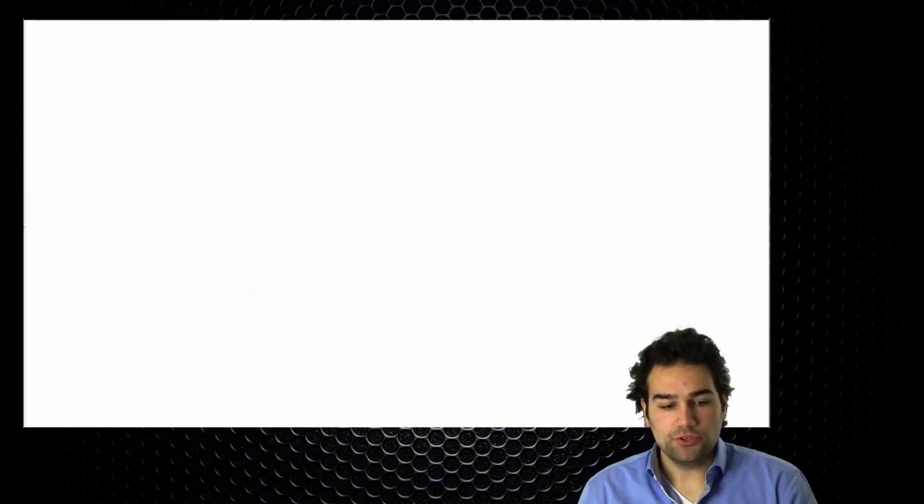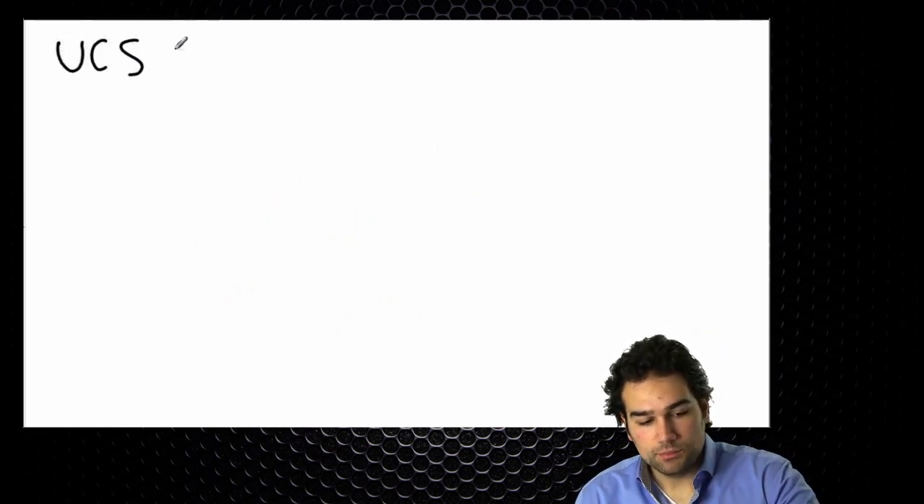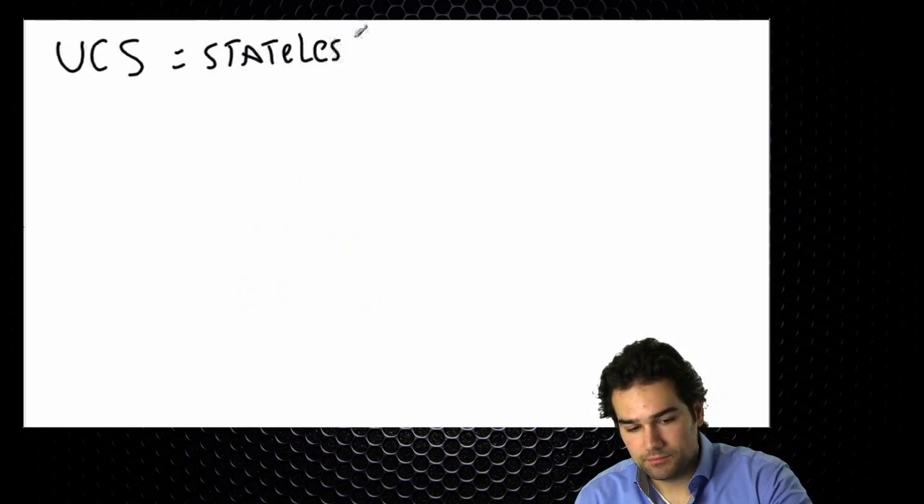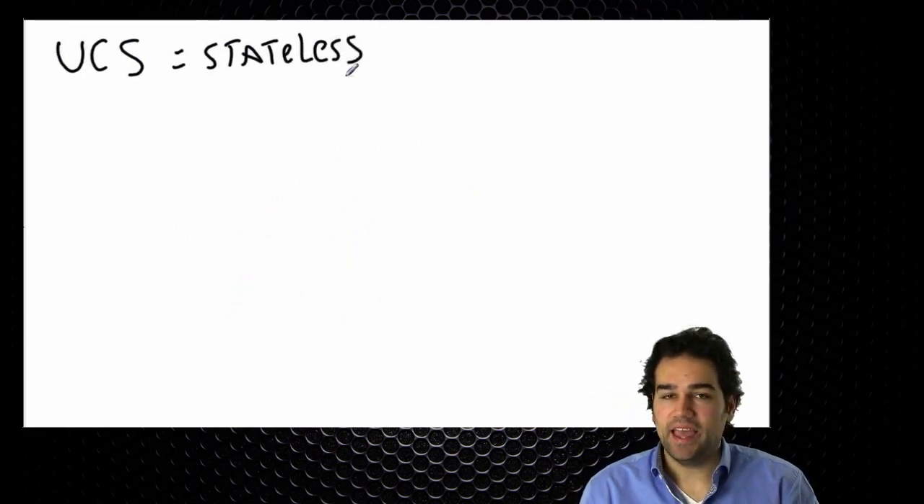So the initial thought of the UCS system was that we need to have a stateless system. So we cannot have any kind of state information on the hardware itself. That was the initial design thought when designing the UCS system.